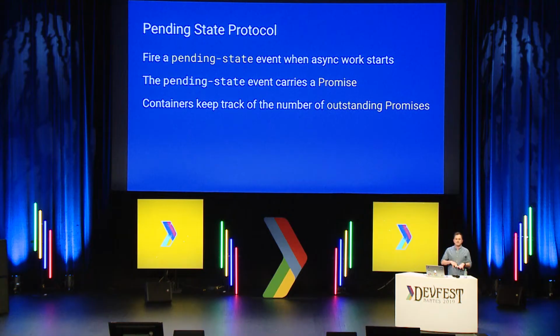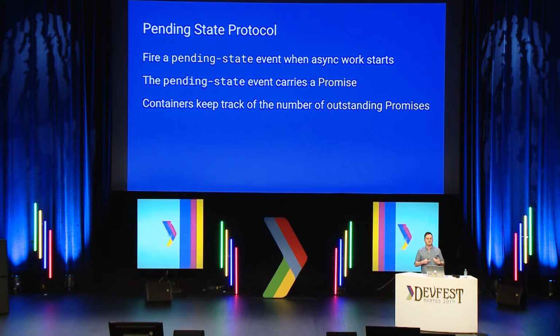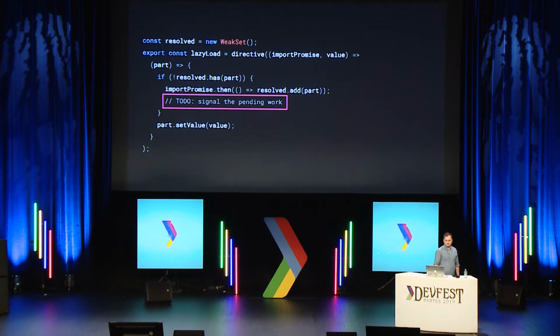Well, what we're going to do is use something that I call the pending state protocol. The way that this works is that when some component has some async work to do, it's going to fire an event called the pending state event. It's going to fire that when the work starts. And that event is going to carry with it a promise that's going to resolve when the work is finished. In this way, any containers above that component can listen for those events, and they can keep track of the number of outstanding promises so they know when there's any pending work left to do under those containers in the tree.